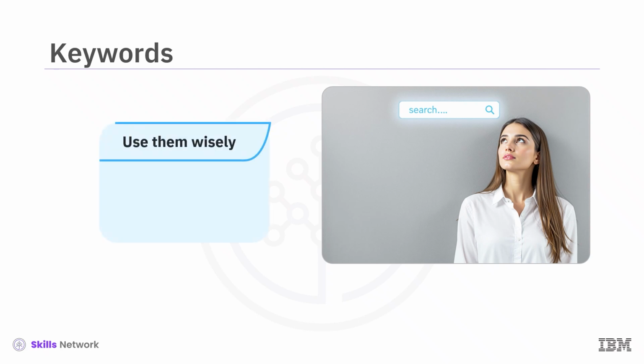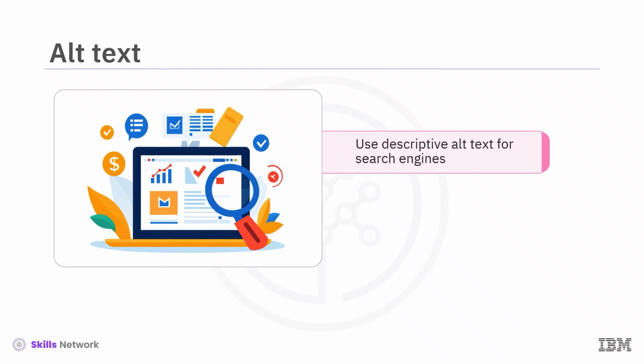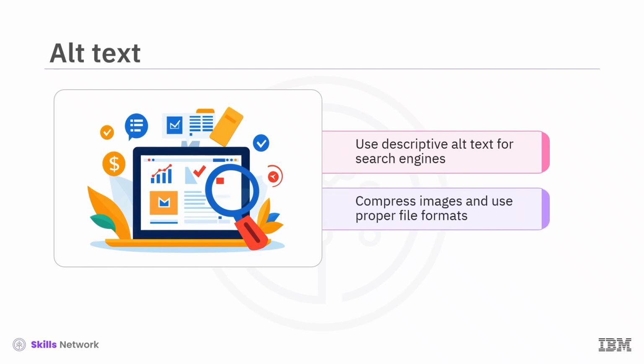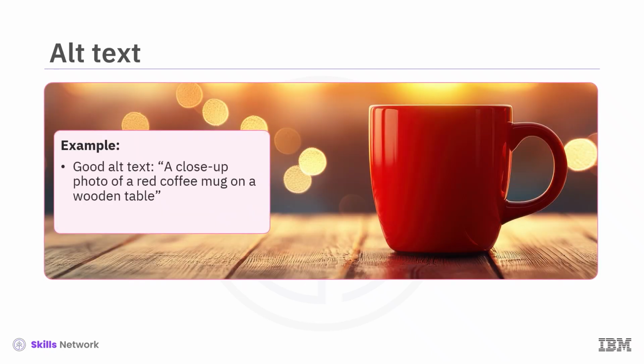Keywords. Keywords are the words people type into search engines. Use them wisely in your titles, headings, and content to help search engines match your page with relevant searches. Alt text. Don't forget your images. Use descriptive alternate text so search engines can understand them. Compress images to speed up your page and choose the right file formats. For example, good alt text would be a close-up photo of a red coffee mug on a wooden table. Bad alt text would be image1.jpg.